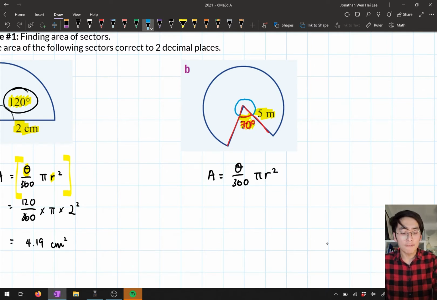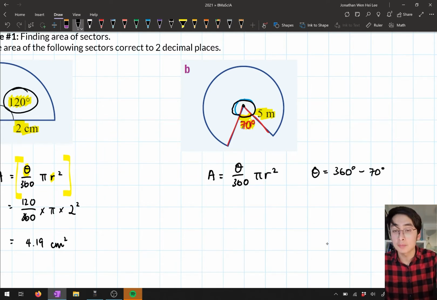Well, if you get given the other angle, the way that we can find our theta is, well, the angles around this point, of a revolution, add up to 360 degrees. So if I want to find the blue angle, all I need to do is take 360 and subtract 70 degrees. Because I know that this part is 70, and I just want to find the angle that adds up to give me 360. And that will actually be the angle inside my sector. So here, this is actually 290 degrees.